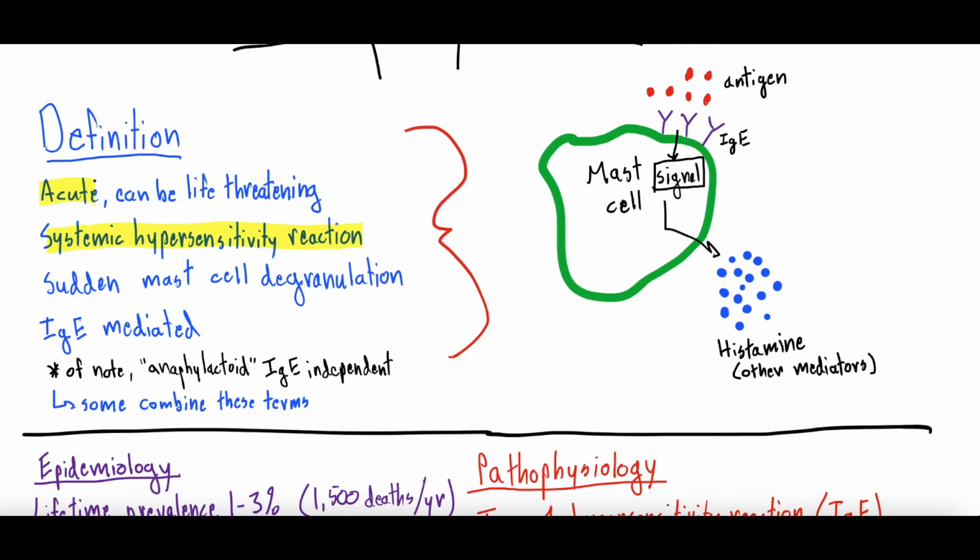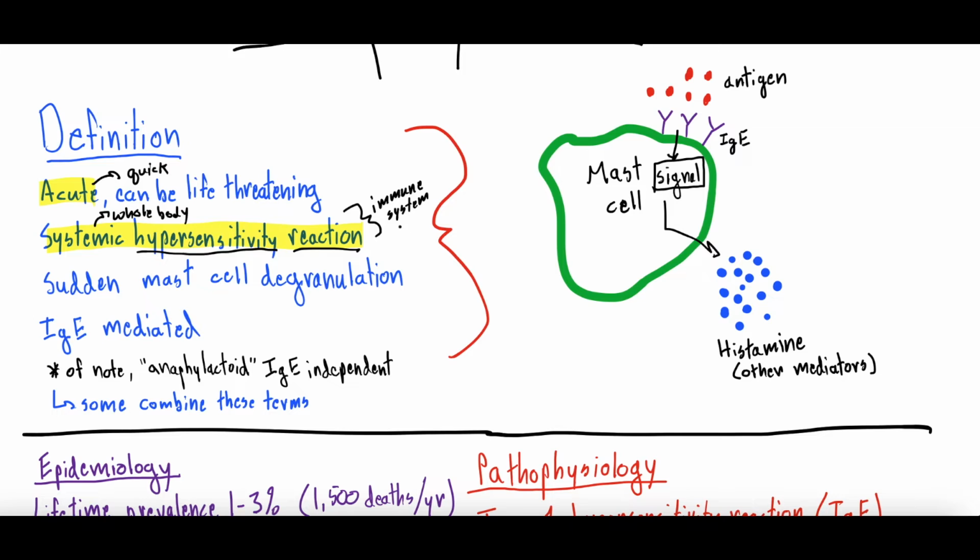So what does that mean? Acute means quick, right, in onset, so it happens quickly. Systemic means kind of whole body, so it is affecting the whole body. And hypersensitivity reaction is a type of reaction that we categorize, which is related to immune system dysregulation. So your immune system kind of goes wonky.